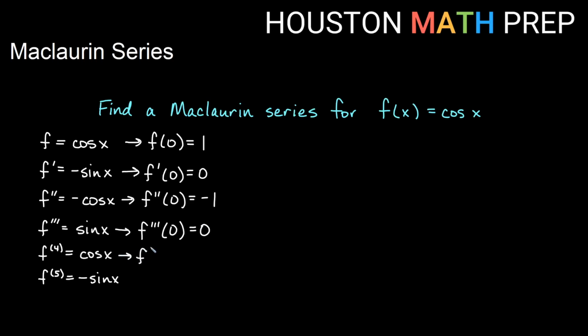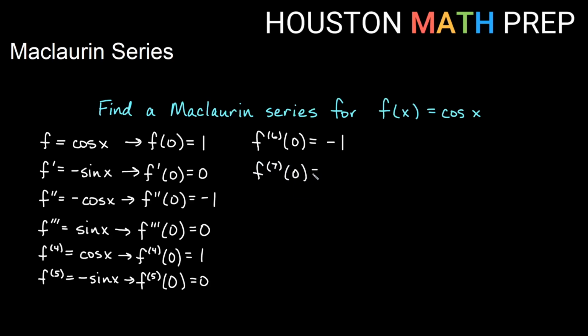Here, the fourth derivative using the other notation. So that one's going to be back to a positive 1. This one here for the fifth derivative is going to then give us 0 again. So we'll just go ahead and say the sixth derivative at 0 is going to be back to, if you can tell, negative 1, and then the seventh derivative, you can see we're back to 0 again. So we just keep getting this pattern.